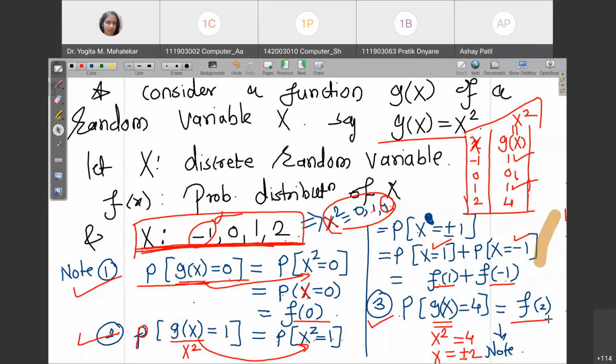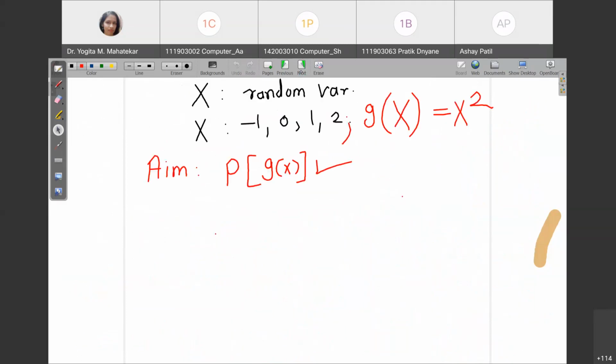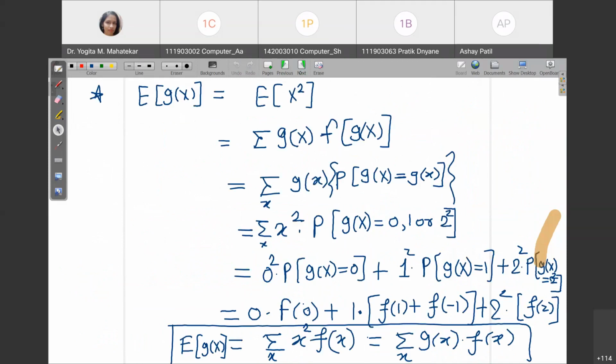Okay. So now we are interested in finding the expectation of a function of a random variable. So how will you find the expectation of X? What is the definition for a discrete case? It is summation of x f(x). In case of a continuous random variable, it is integration of x f(x). Correct? So the expectation of g(X) is the expectation of X square, because g(X) is X square. Is this clear? First step.